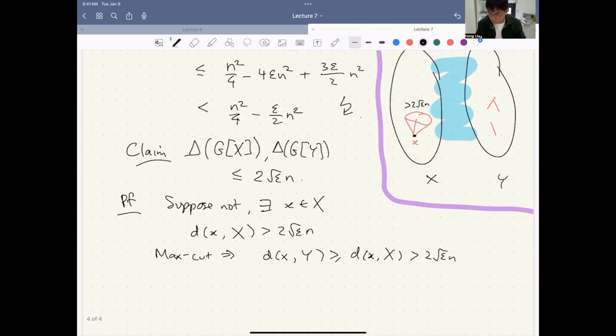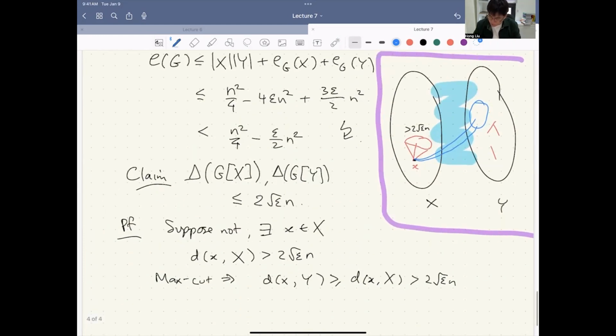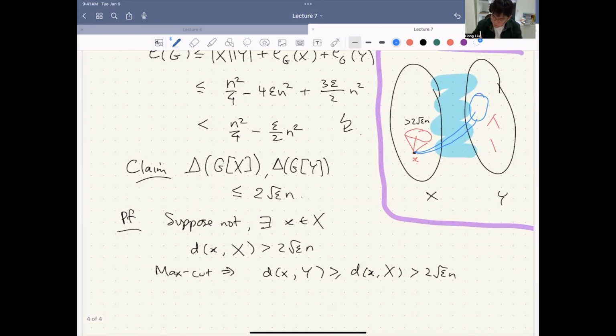Let's give them a name. So this is the cross part. Let's call this X prime, this is Y prime. So let this be X prime. The neighbor of x in Y is Y prime.